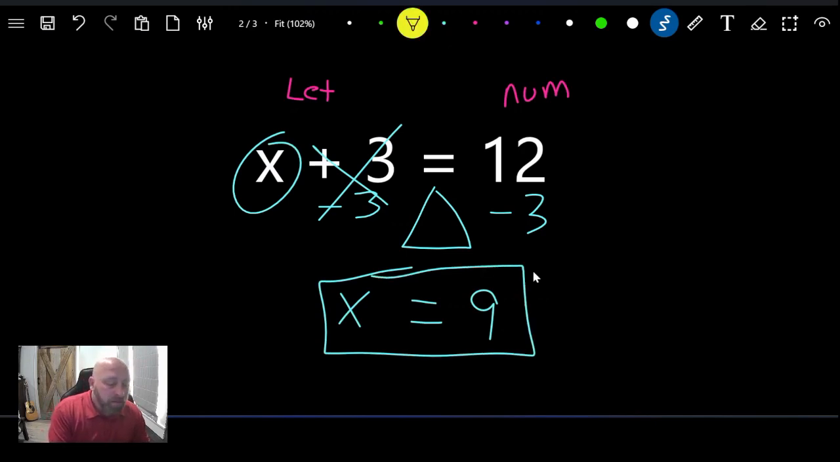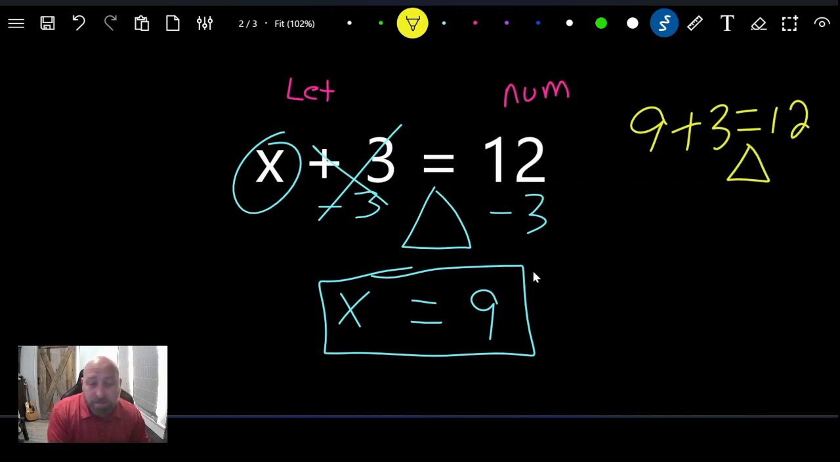Now let me show you something pretty cool that we can do. We can take this 9 right here and substitute it back into the original equation. So we could say instead of x, we could say 9 plus 3 equals 12. Remember our balance right here? That means that both sides of these have to be the same. What's 9 plus 3? 9 plus 3 is 12, equals 12. That checks. We're good. We did it correctly.